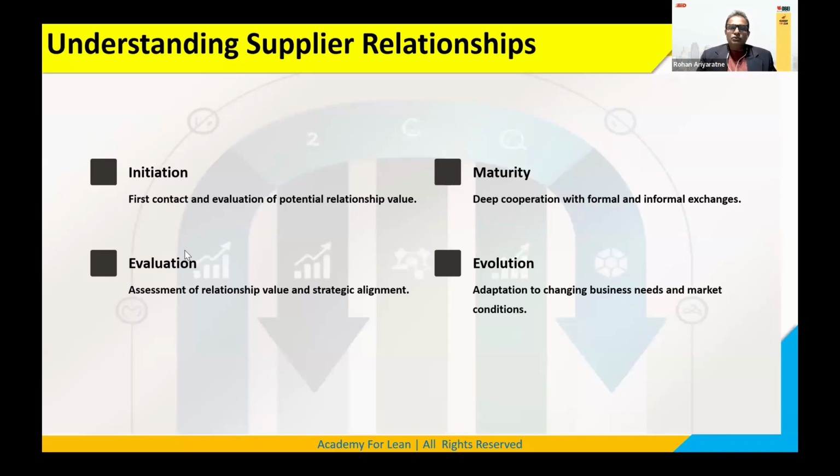So you have to mature the level. You have to bring it up to building a strategic partnership, right? Like you have to work with deep cooperation, in depth, working hand in hand with good cooperation. And it can be formal and informal exchanges, like verbal communication, or you can send an email or data to them to understand and upgrade your maturity level.